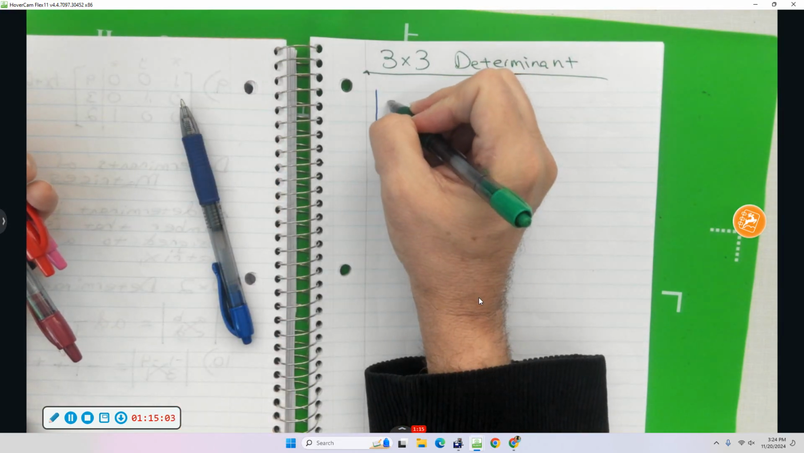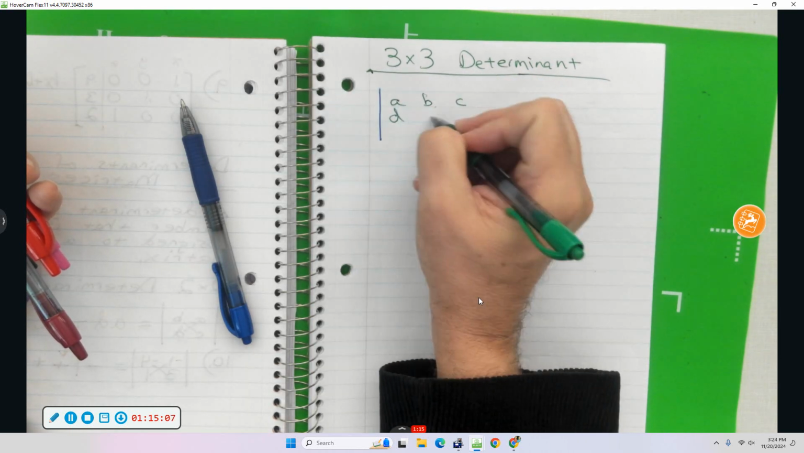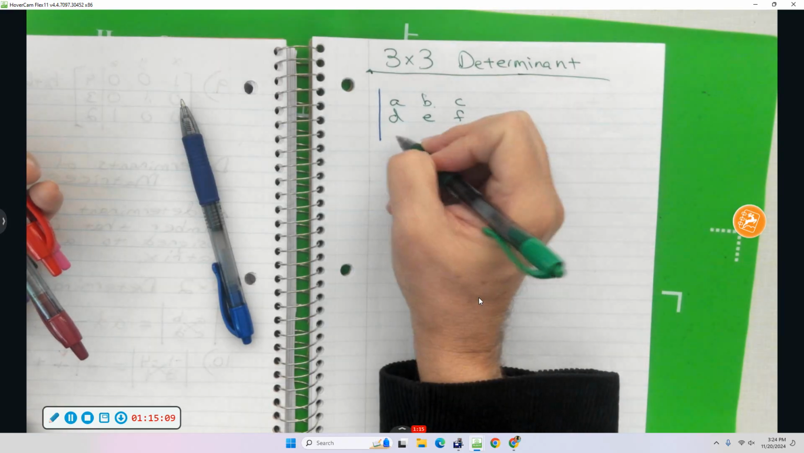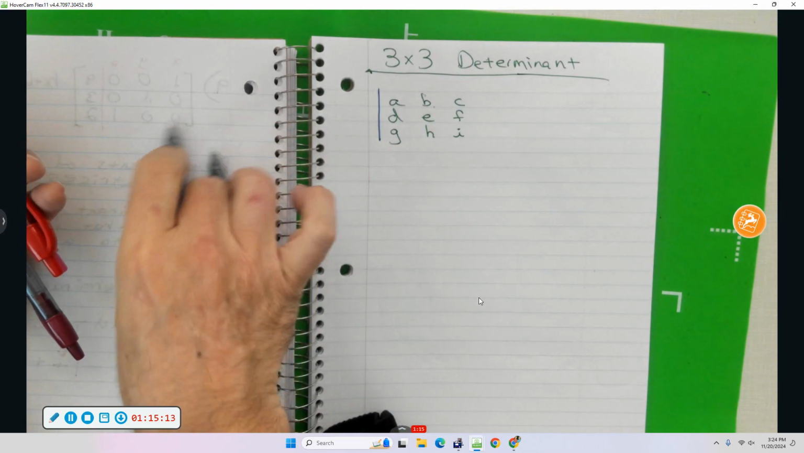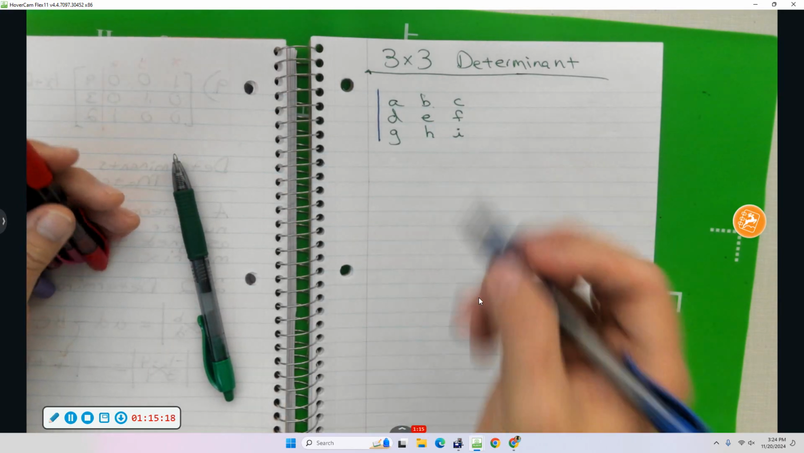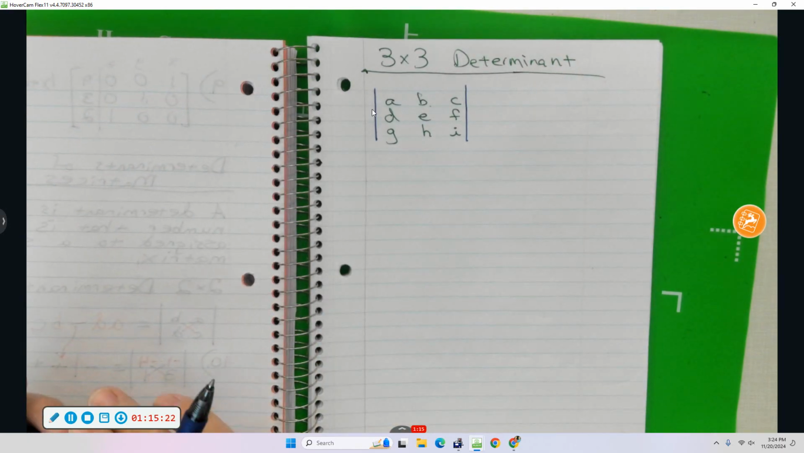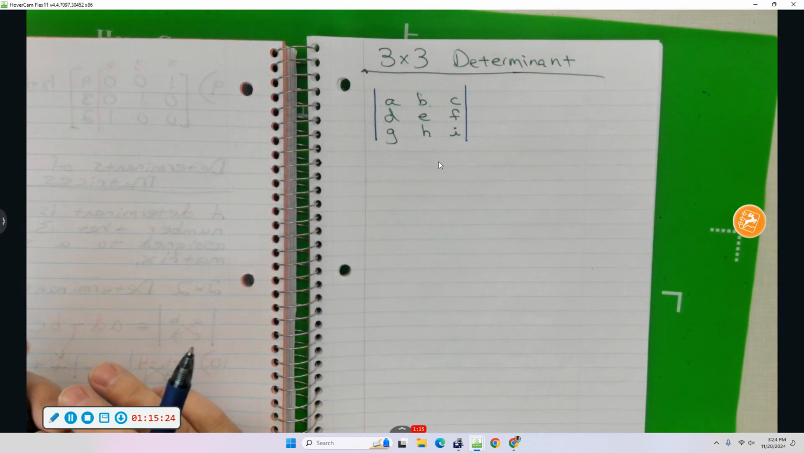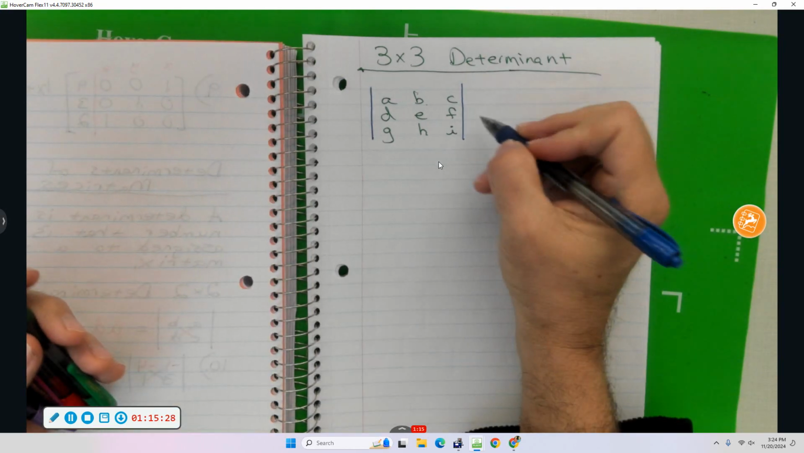Let's see. The first row has 3 numbers, A, B, C. Then the second row, D, E, F. At this point, E is not 2.71828. F is not a function. I is not the imaginary unit. It's just representing arbitrary numbers. The first 9 letters of the alphabet represent 9 arbitrary numbers. Okay, here it goes.